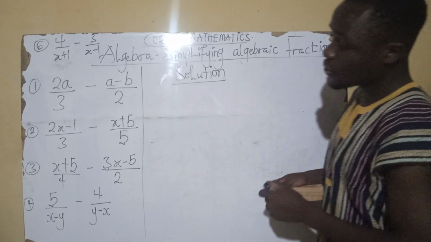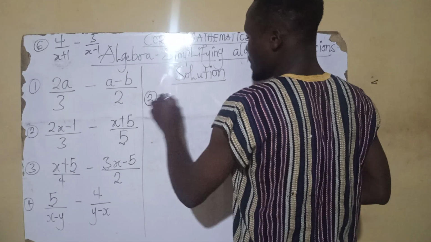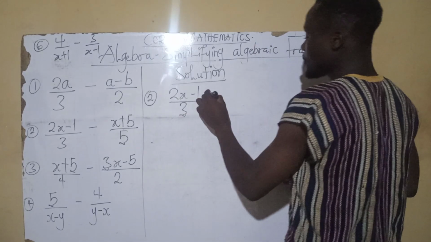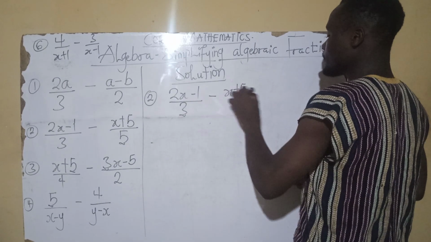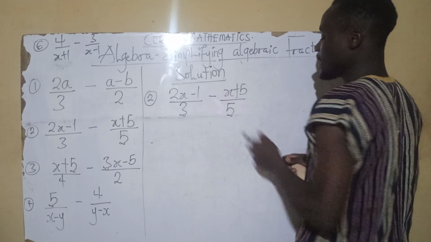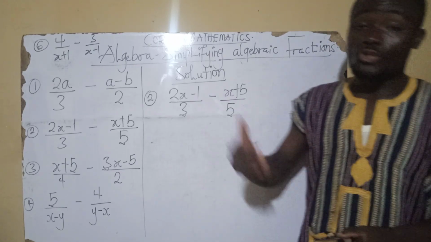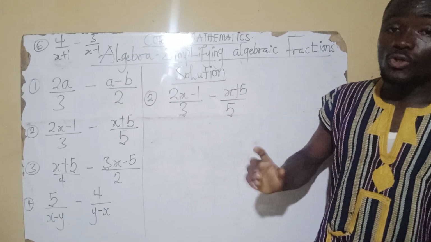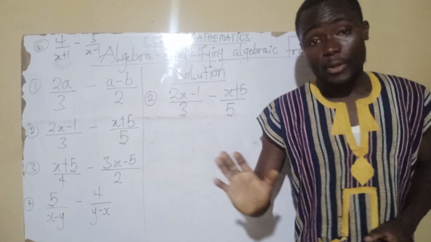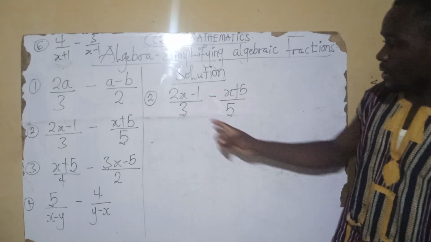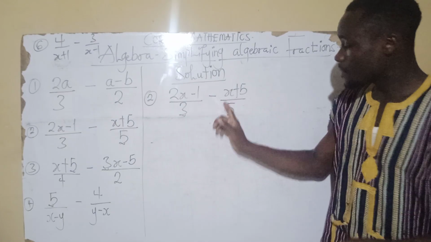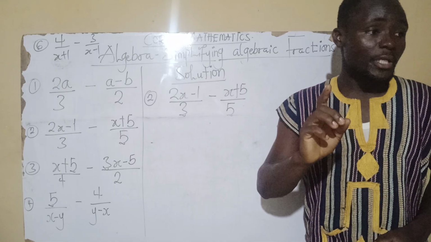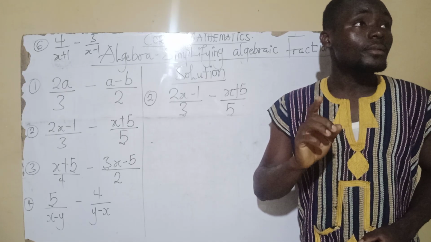Alright, so question number 2, we write it down. We have 2x minus 1 all over 3 minus x plus 5 all over 5. So we said in the first place, you consider the denominators of the fractions that are involved. If it is a monomial, you know how to go about it. So now let's consider. 3 is a monomial, that is 1 term. 5 here is a monomial, that is 1 term, meaning a single term.